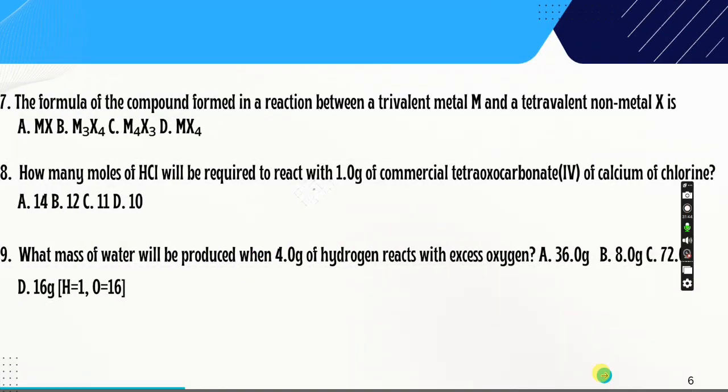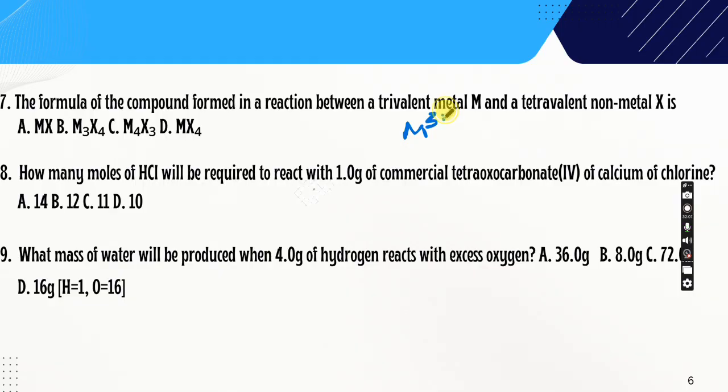Okay. The next question is saying that the formula of the compound formed in a reaction between a trivalent metal. A metal that is trivalent means that it has 3 electrons in its outermost shell, and it has given out everything, like aluminium. And a tetravalent non-metal means it has 4 electrons in its outermost shell.